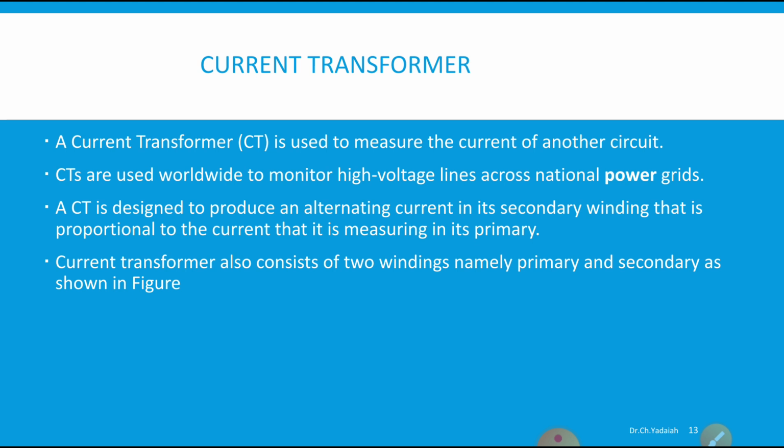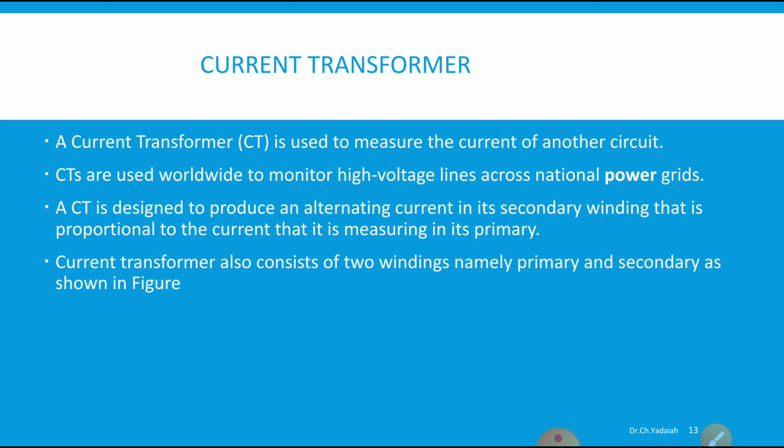At a glance, you can see what a current transformer is. A current transformer is used to measure the current of another circuit which has a very large amount of current that cannot be measured with the help of our available small meter. CTs are used worldwide to monitor high voltage lines across the national power grids. A CT is designed to produce an alternating current in its secondary winding that is proportional to the current that is being measured in its primary.